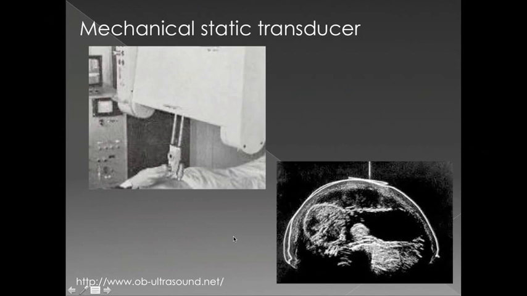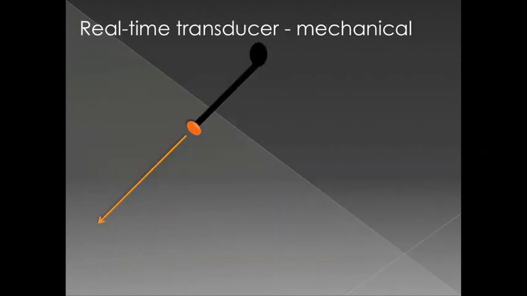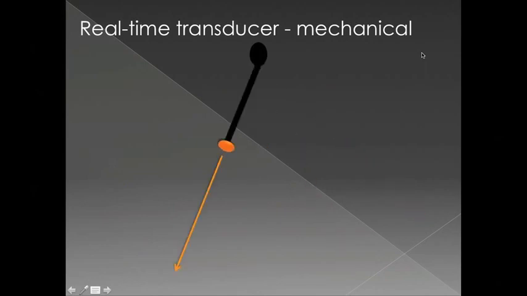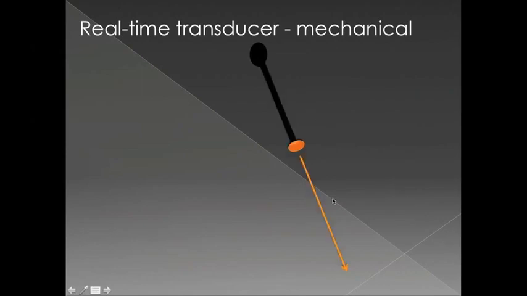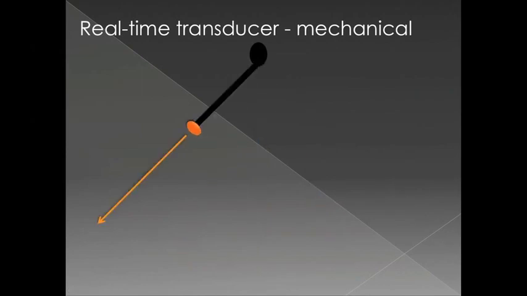electrically steered transducers. The next invention along the chain was a real-time transducer, and this meant that the image was generated at the same time as the transducer was scanning. It had a mechanical arm, which you can see here is the black portion, with a single transducer element on the end, and the transducer and mechanical arm would rotate and scan back and forth so that you could see the image, and that's how you created the different beam lines required to make the image.